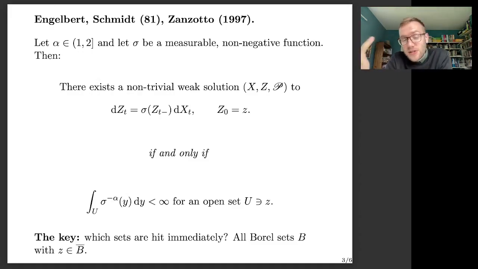The key here is the question of which sets are hit immediately. So for the Brownian motion and alpha greater than 1 stable processes, all Borel sets which have Z in the closure are hit immediately by any solution process, solution to this SDE, which starts at Z. So essentially what this integral test is saying is that around the point Z, which is everywhere that you immediately hit, there's some safe behavior of sigma. That is the intuitive idea: sigma behaves nicely around the initial point Z.